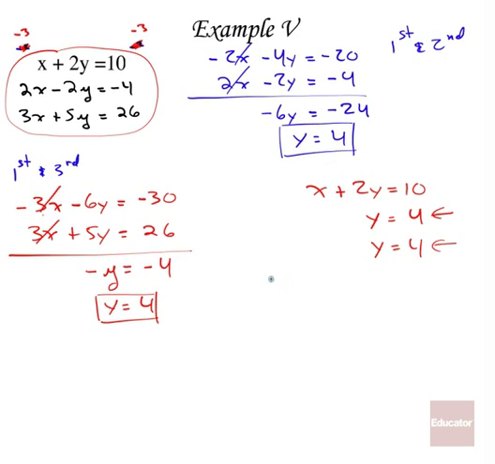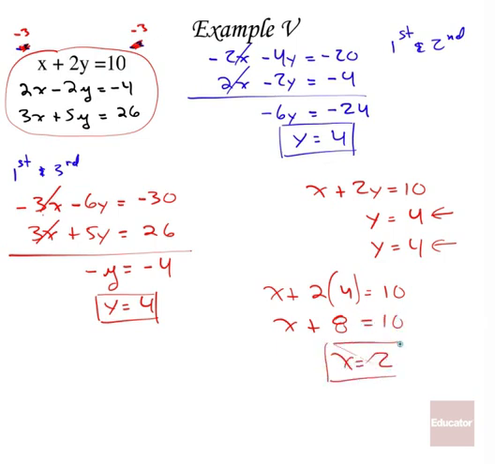So now I take x plus 2 times y, which is 4, equals 10. So I get x plus 8 equals 10. I get x equals 2. And that's my solution. One solution: x equals 2, y equals 4.